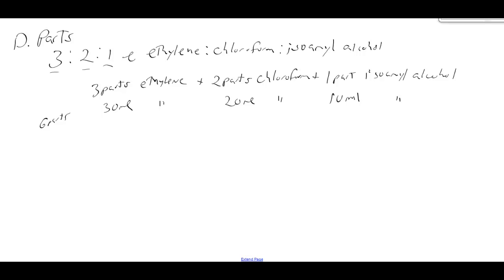3:2:1, right? So in this case, if our total is 6, 3 out of 6 would be ethylene, 2 of the 6 would be chloroform, and 1 of the 6 would be the isoamyl alcohol. So if it's parts, it'll be written like this, and it's just like 3 parts plus 2 parts plus 1 part.